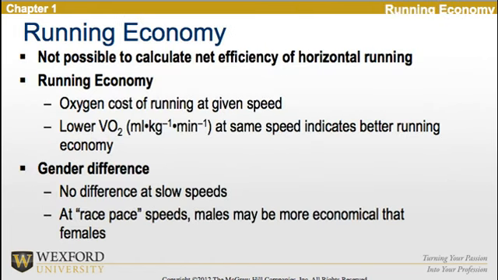Now, if we move on and we look at running economy, it's not possible to calculate the net efficiency of horizontal running. Running economy is looked at as the oxygen cost of running at a given speed. Lower VO2, which is again milliliters per kilogram minute, at the same speed indicates better running economy. There is a gender difference, but not at lower speeds. At race-paced speeds, males may be more economical than females.